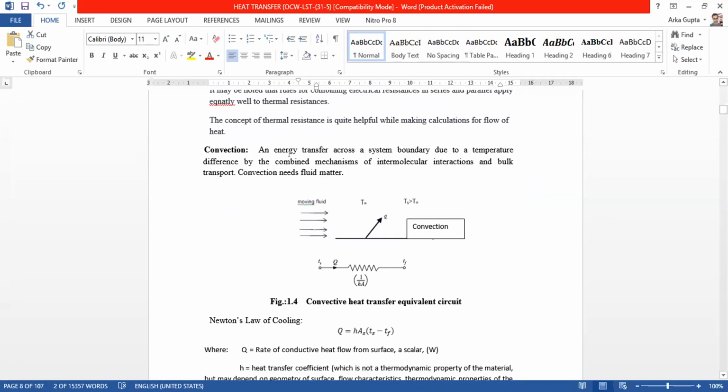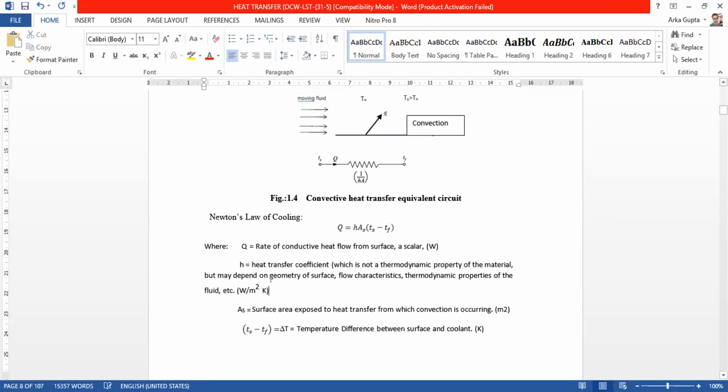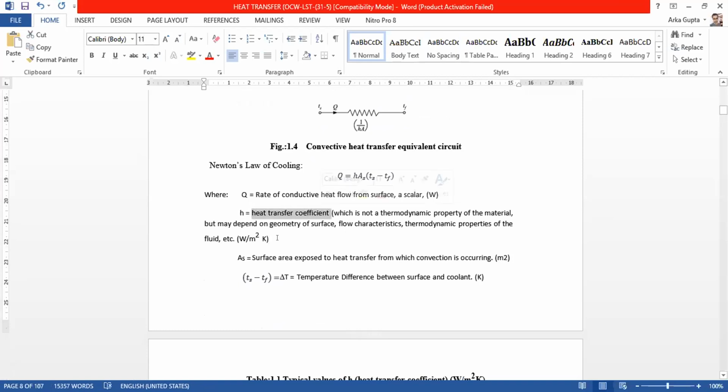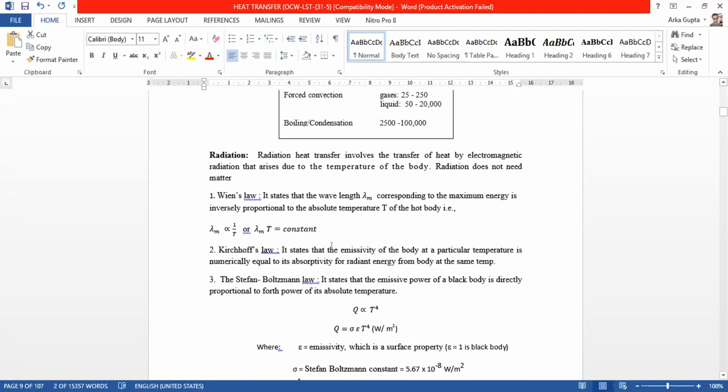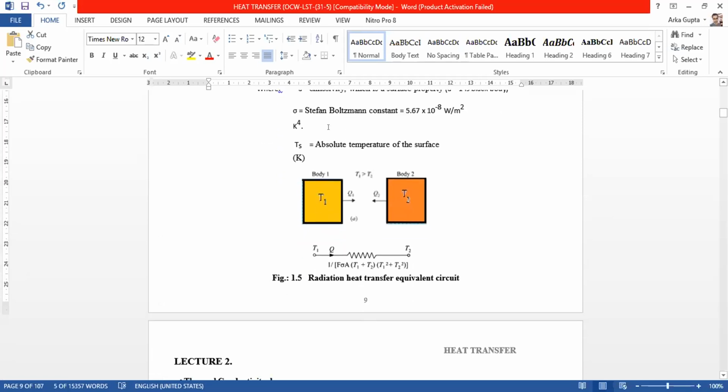Now convection requires intermolecular interactions and bulk transport. So convection needs fluid matter. From Newton's law of cooling, Q is equal to h As (Ts minus Tf). Ts is the temperature of the solid, Tf is the temperature of the fluid, and h is the heat transfer coefficient, with unit watt per meter square Kelvin. And radiation is the transfer of heat by electromagnetic radiation, where there is no medium. That arises due to the temperature of the body. Radiation does not need matter. Between Sun and Earth, there is no matter to transfer the heat. That was my first lecture.